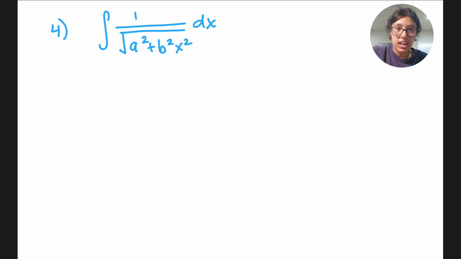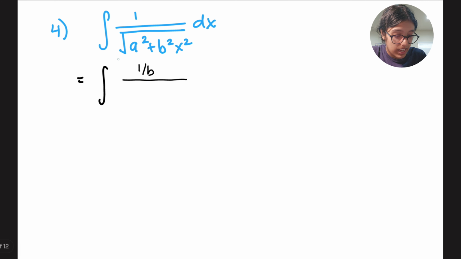So once again, I don't want that b squared anywhere near x squared. So I'm going to divide both top and bottom by b. Once again, we have that square root, so we have to be a bit mindful of what we're going to divide by. So we have integration of 1 over b over, and since this is the square root, we're going to divide whatever's in the square root by b squared. So square root a squared divided by b squared plus x squared dx.